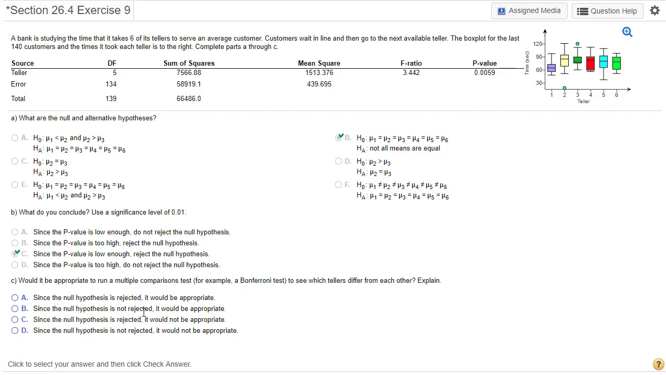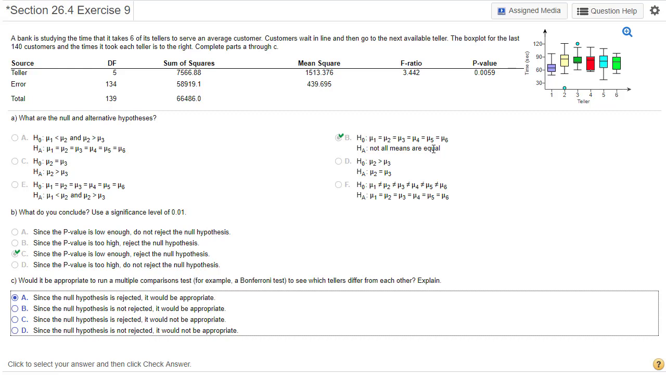Would it be appropriate to run multiple comparison tests, like a Bonferroni test or something like that, to see which tellers differ from each other? So if we reject H0, so we're rejecting the fact that they're all equal. Well, we want to find out which ones, where is that difference? So it would be appropriate. So since the null hypothesis is rejected, it would be appropriate. Which one is that? A.